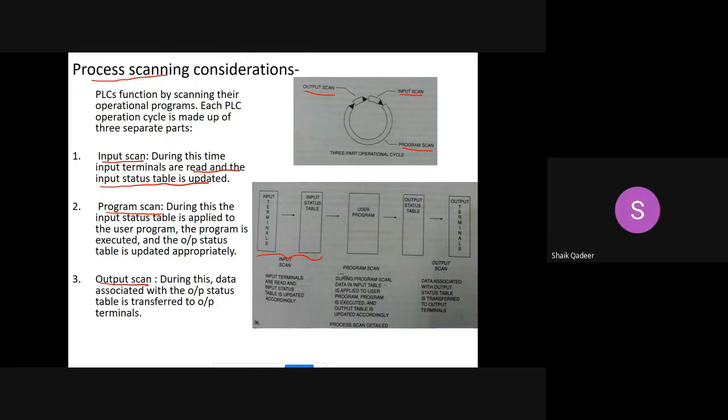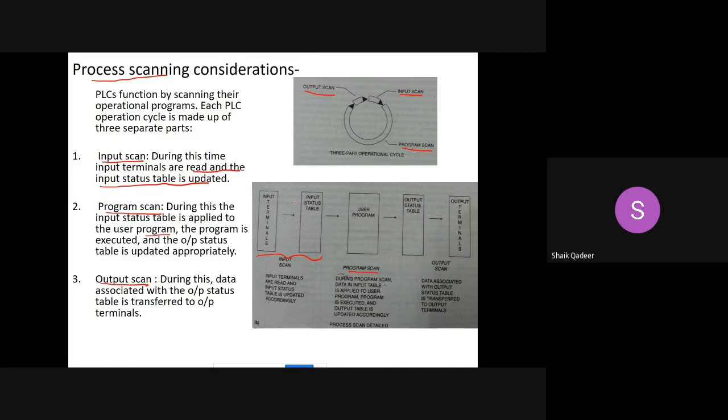Next scan is called program scan. In this particular case, what happens is that the input status table is applied on the program.